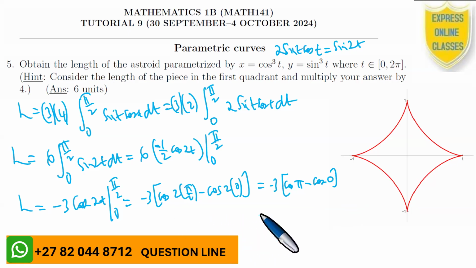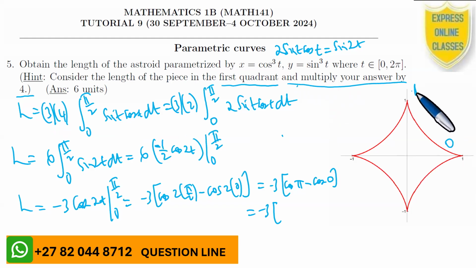May I ask, why are we integrating in the interval of 0 to pi over 2? Because of the hint they gave to us: consider the length of the piece in the first quadrant and multiply your answer by 4. The first quadrant is 0 to pi over 2, then pi, 3 pi over 2 radians and then 2 pi. So in the first quadrant, it's 0 to pi over 2 radians. But then we multiply by 4 because you can see there's one piece, one piece, one piece, one piece.